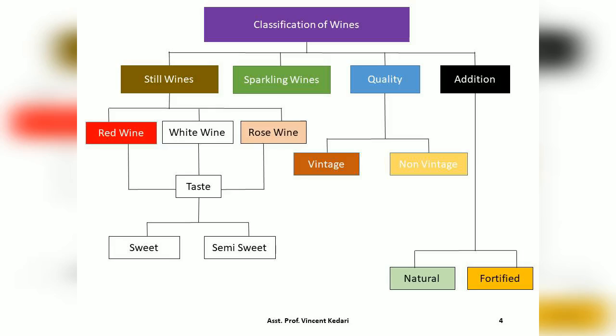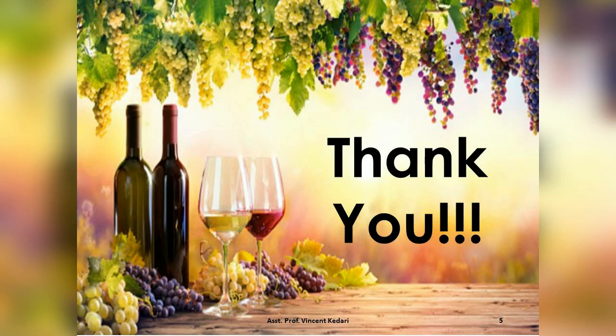Then you can see quality. Under quality there is a classification of vintage and non-vintage wines, which I will explain to you all later. And further on I have mentioned addition, under which I have classified natural and fortified. I explained to you what addition of substances is, wherein you flavor the wine with some particular herbs or spices, or you give a particular aroma to it. So this is a broad classification of the wines. Now we'll go one by one and see exactly what these wines are.